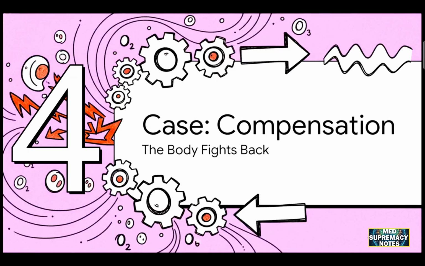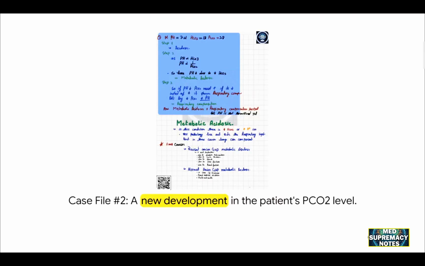But what happens when the body actually starts to fight back? Let's move on to our next case, which adds a fascinating new layer of complexity. Okay, here's our second case file. The pH is still 7.21 and the HCO3 is still 18. But look closely. The PCO2 has changed. It's now down to 28.